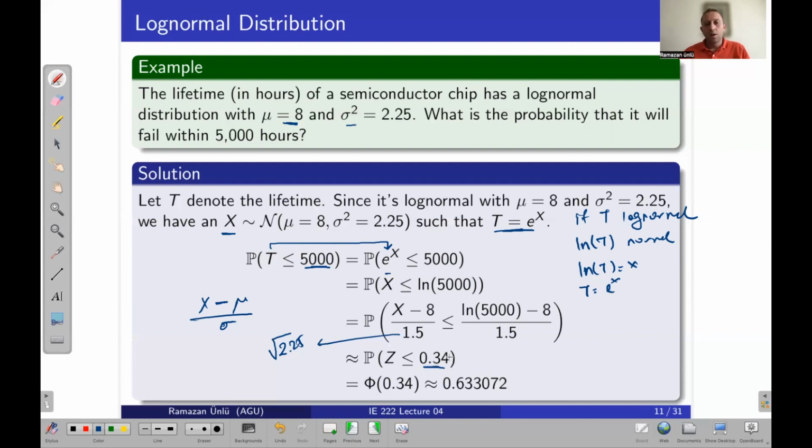0.34. To calculate this probability, we just need to look at the table we have seen before. In that table, we will look at this value and get the corresponding probability, which is 0.63 something. That means the probability that the lifetime of the semiconductor will be less than or equal to 5,000 hours is 0.63 something. So this is how we can solve this kind of problem and how we can use the relationship between the normal distribution and the log normal distribution.